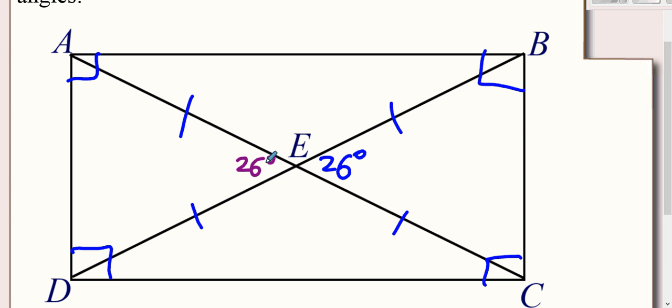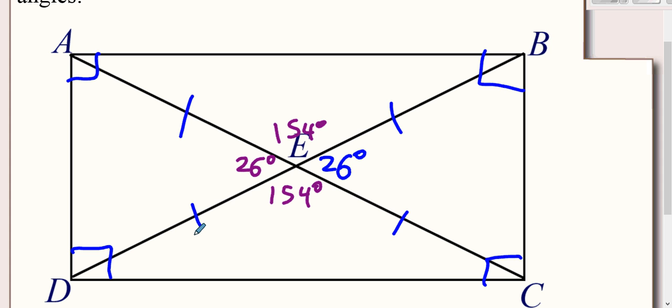You can also apply linear pairs, because we got a straight line right here, which means straight line's 180, they're going to add to be 180. So since this is 26, this must be 154. And then vertical angles again, so that means right above it, that's also 154 degrees. So we've got all those angles in the middle. That's pretty easy.